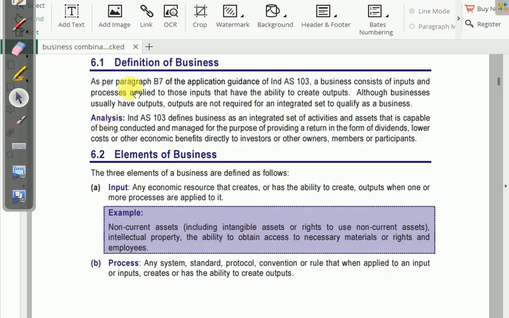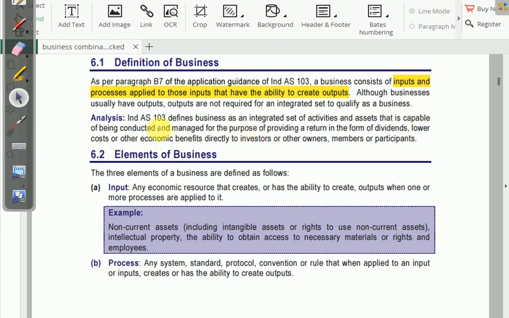All this is the definition of business. We will see as per para B7, the application guidance of Ind AS 103. A business consists of inputs and processes applied to those inputs that have the ability to create outputs. Output is not mandatory. There should be inputs and processes, but output is not always mandatory. It can also be for the purpose of cutting the cost. Although businesses usually have outputs, outputs are not required for an integrated set to qualify as a business.